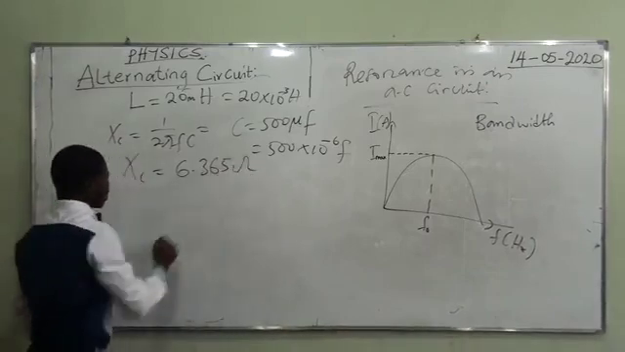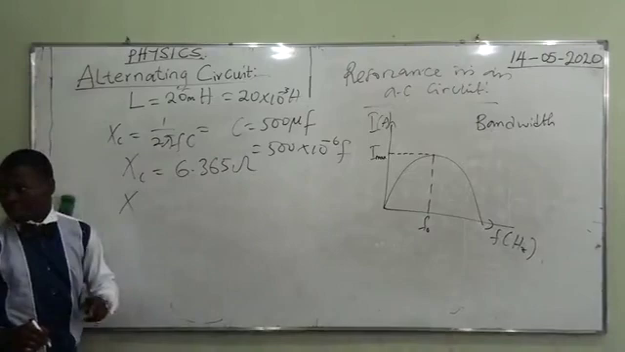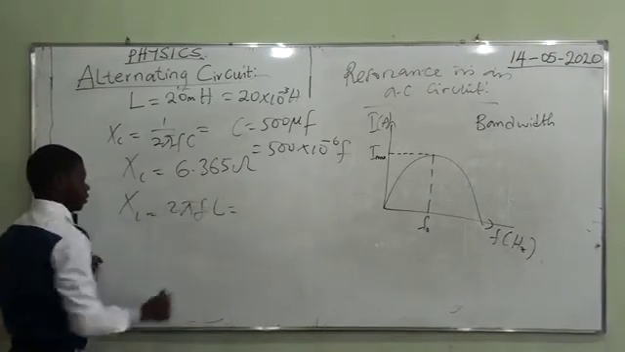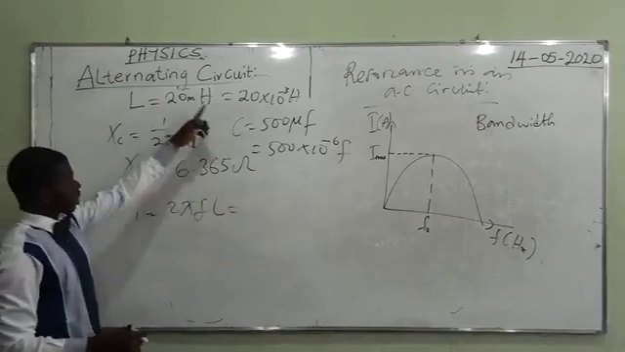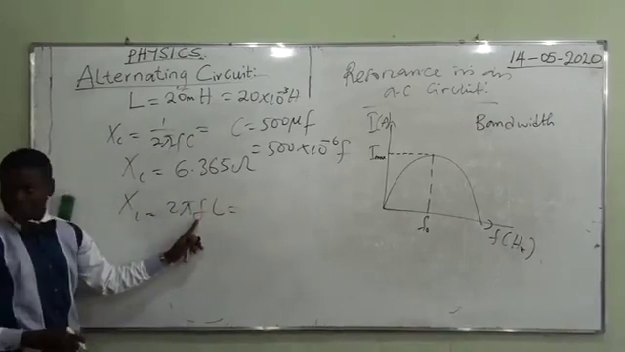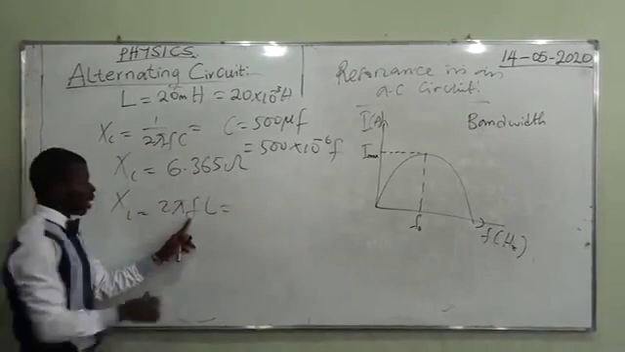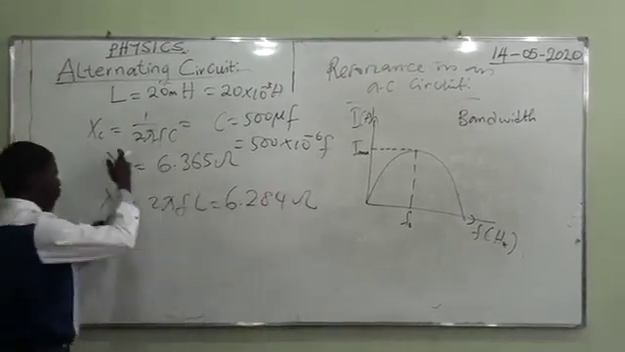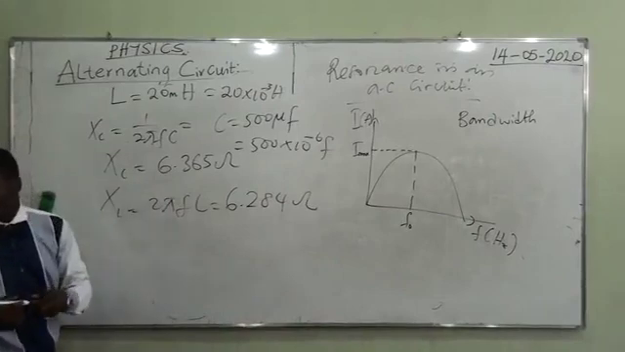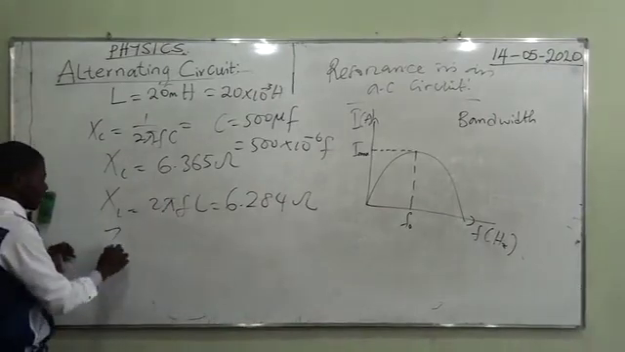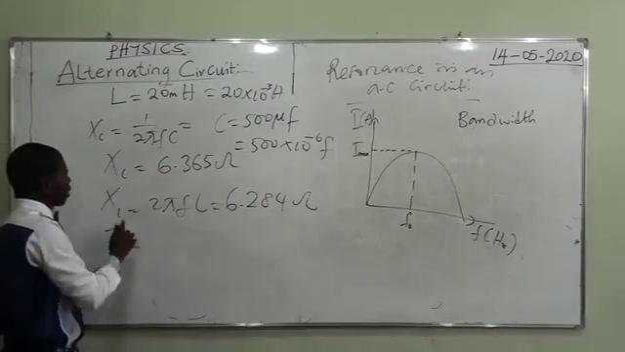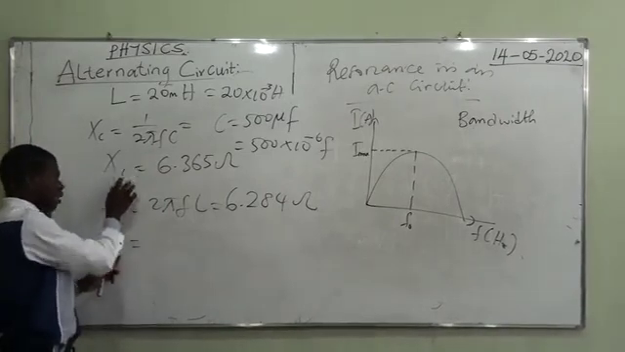That's good. Then next question there, you have your XL, 2 pi FL. I've already told you, I've converted your L, put it here, the frequency is unchanging, still 50 Hz, and you have 6.284 ohms. Unit of your reactance always in ohms. The last is Z. What does it mean? Impedance. You only have a combination of this and this, the capacitive reactance and inductive reactance.